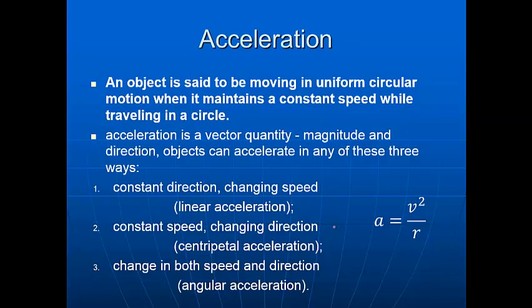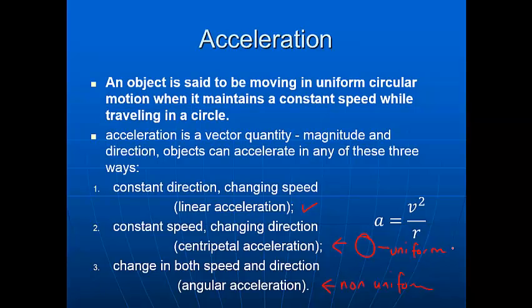There are 3 ways. One is constant direction and changing the speed. That's when you're speeding up or slowing down in a car, for example, which is linear acceleration. Or you can have a constant speed but be changing direction, and this is what happens when you have circles. Or it can change in both speed and direction, and that's when it's going to have angular acceleration. Angular acceleration we're going to come back to when we look at non-uniform circular motion. But uniform circular motion is this one here, uniform.